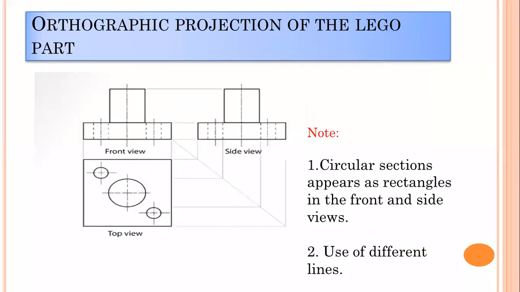In this section, you can see the front view, top view and side view respectively. You will agree with me that the section which is circular in isometric projection appears as rectangles in the front view and side view. Also, different types of lines have been used.